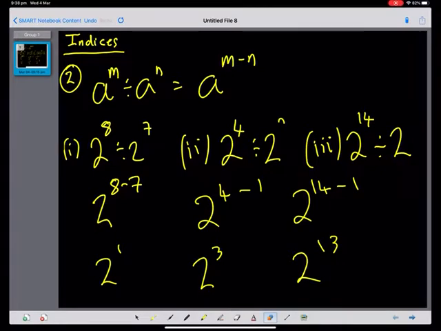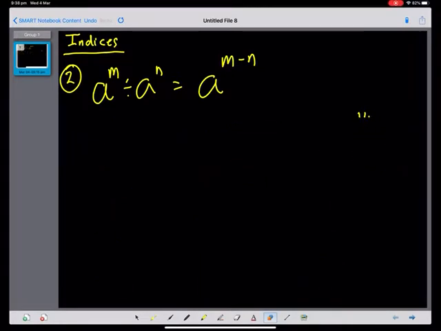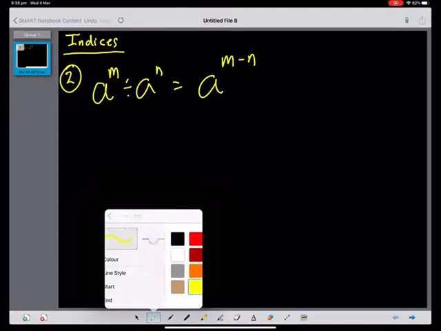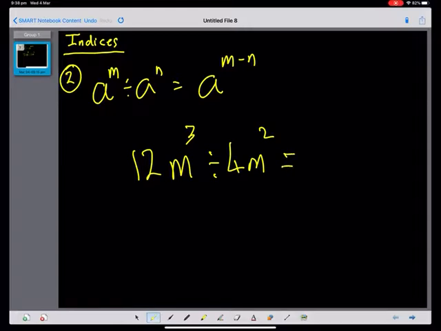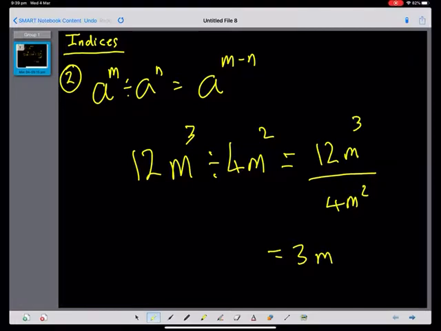Okay, so let's look at some algebraic ones then. Let's do 3 examples, and I would like you to pause the video to answer some of these questions. So let's look at 12m cubed divided by 4m squared. Pause the video and see if you can do this one. Okay, so I like to write this 12m cubed over 4m squared. 12 divided by 4 is 3, and we subtract the powers to get m.